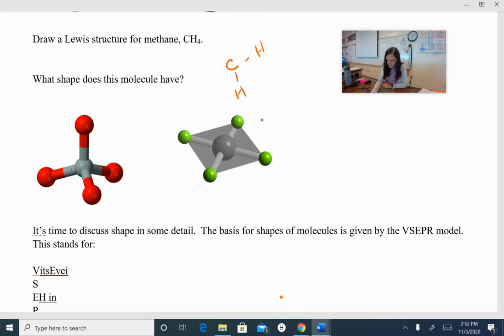Let's do this. Okay, so this uses all 8 of my valence electrons. So next time we will determine how to find the shape.